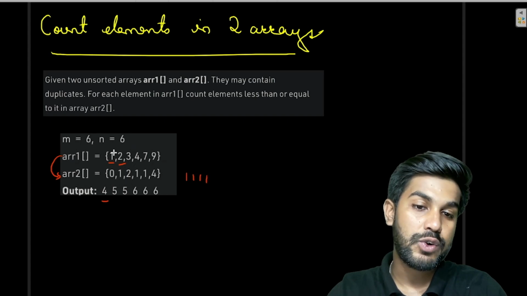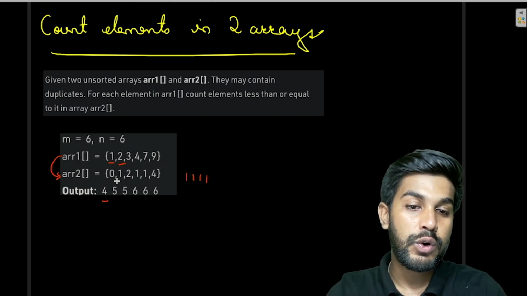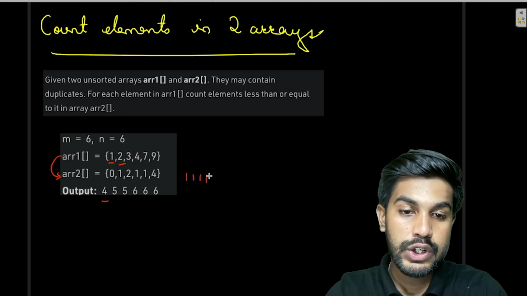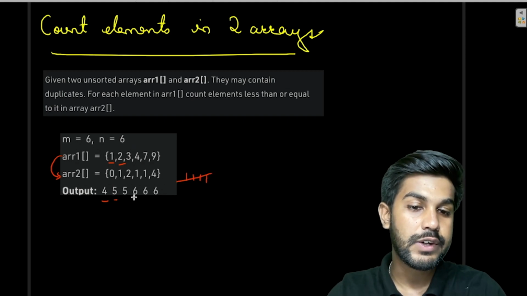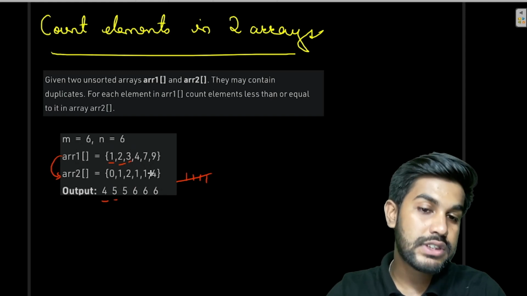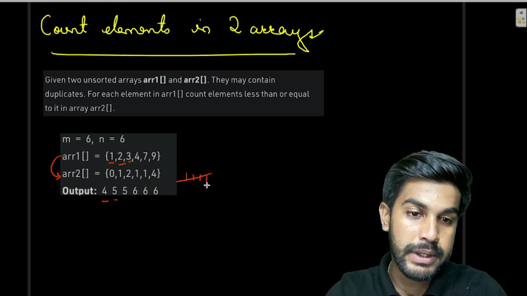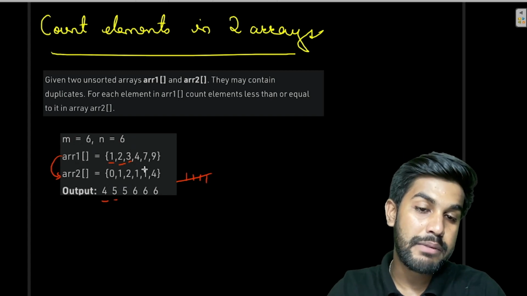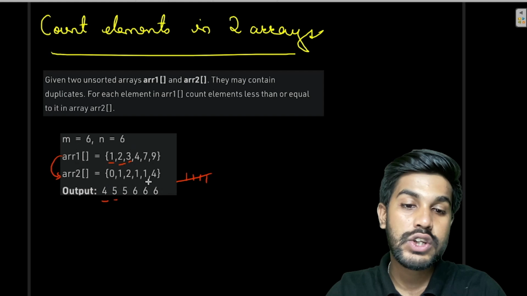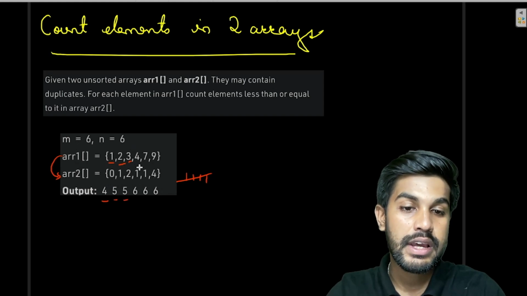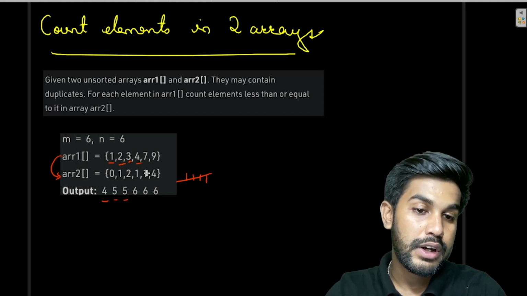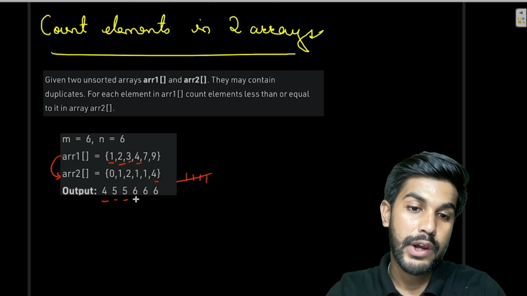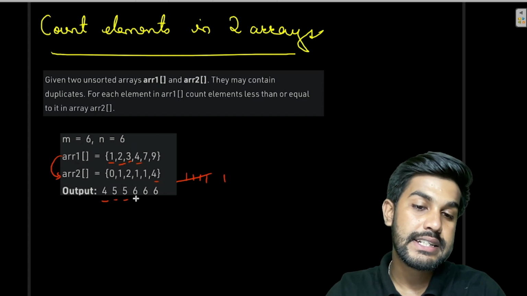Let's see for the next value, 2. So 0, 0, 1 is already there, 4 values are already there, then 1 more 2. So that is why this value is equal to 5. Let's come to the value 3. So 5 elements would already be there. And then the next number of elements would be 3. Okay, so 3 is not there. So 5 would remain the same. The next number comes, the 4. So the number of elements would be 5 plus the value 4, which is 5 plus 1, that is 6.